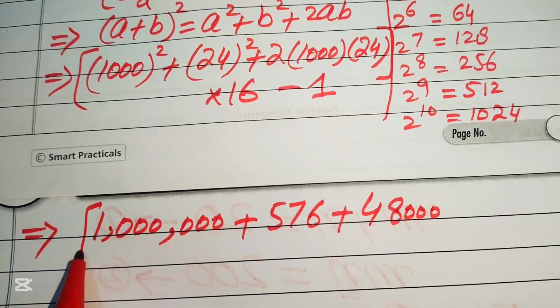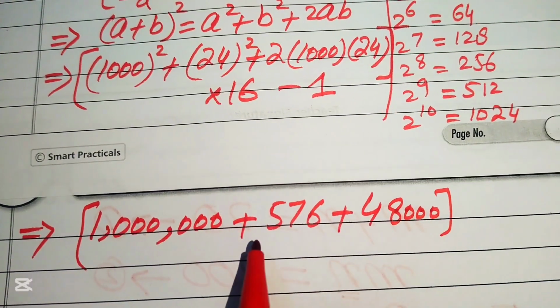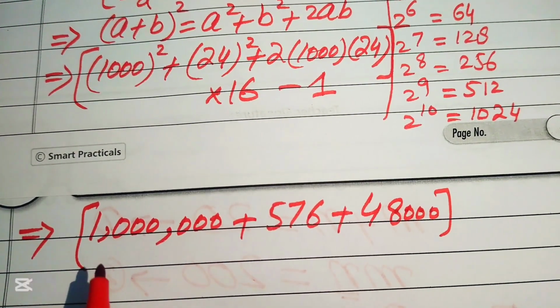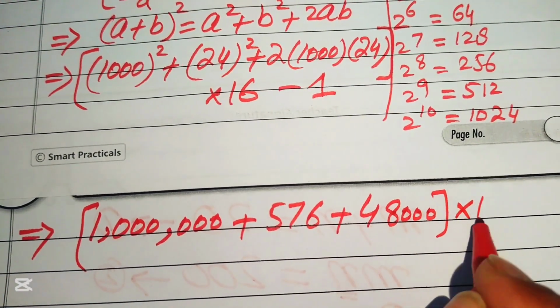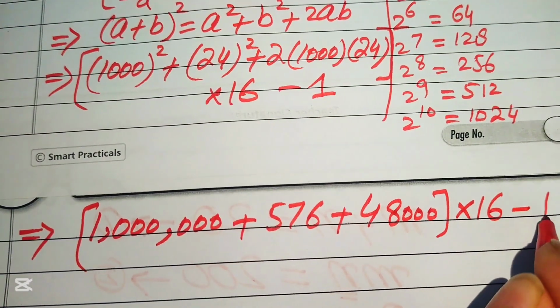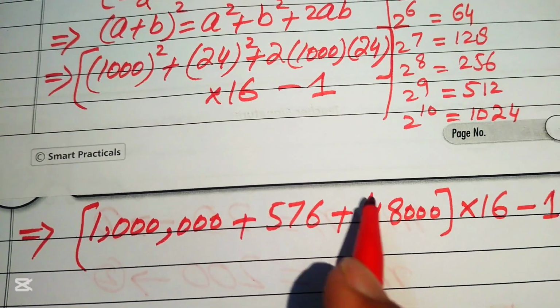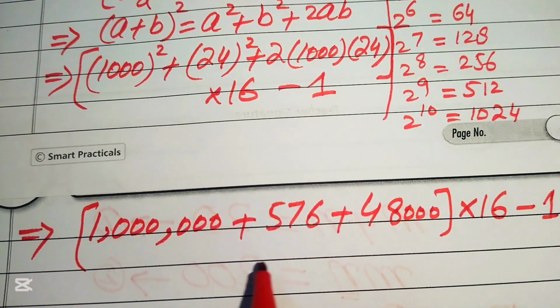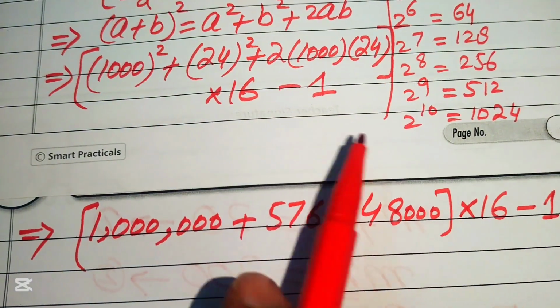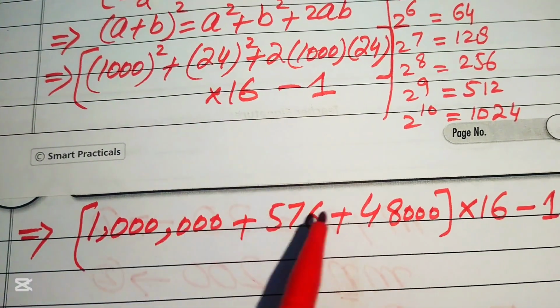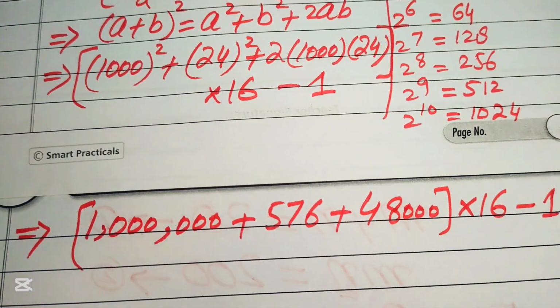So these are trivial multiplications which you can learn in your primary classes, and I hope you will do this type of multiplication by yourself. After that you have this multiplied by 16 and minus 1. Okay, we write all these terms completely here.